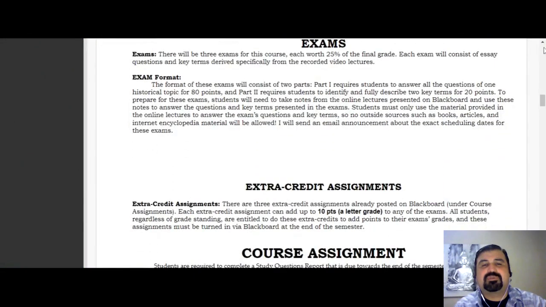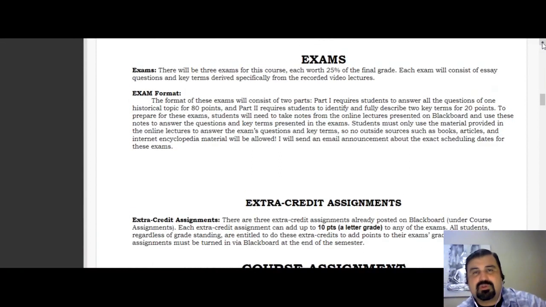So as I mentioned, there will be 3 exams for this course. Each is worth 25% of the final grade. Okay, 25% of the final grade each. What are the exams going to be like?